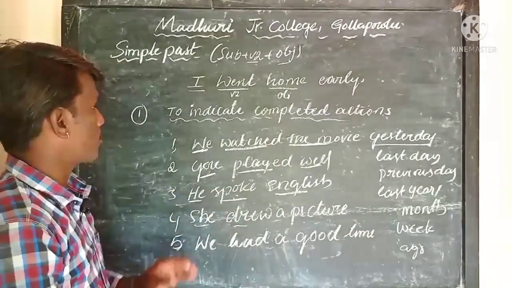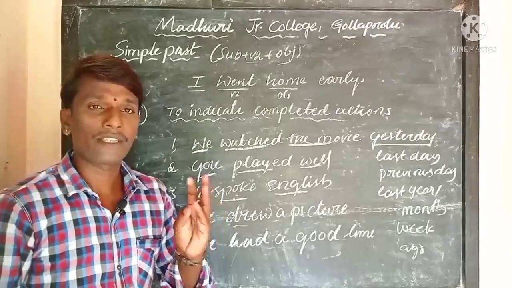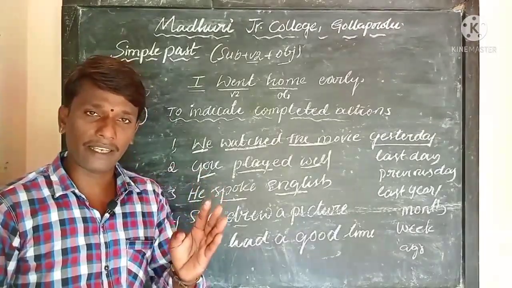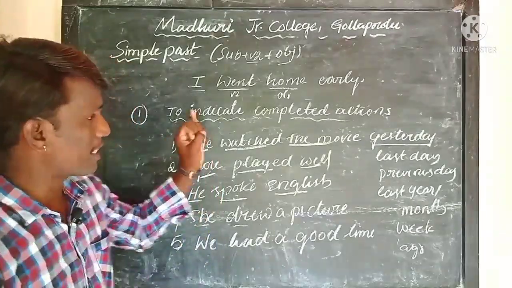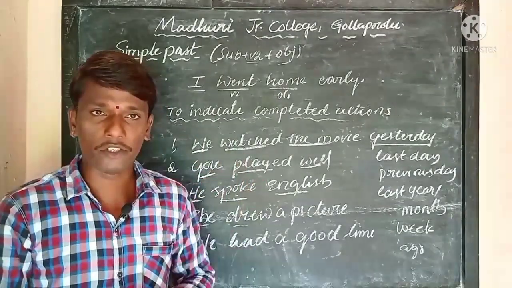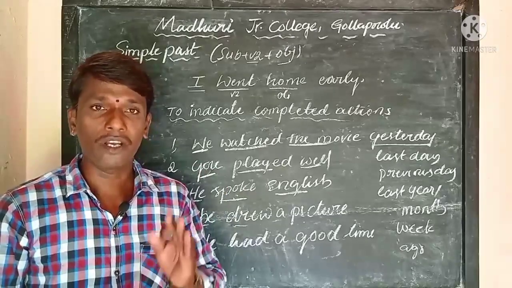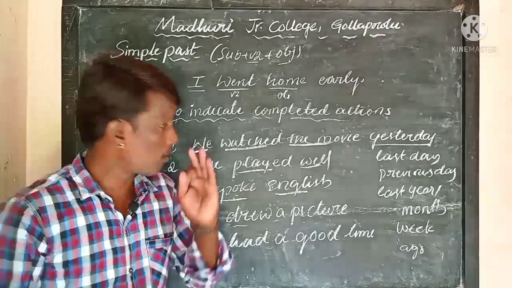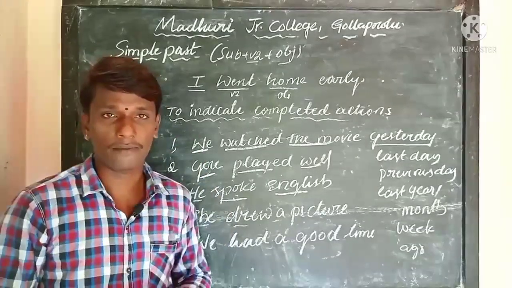Now let us talk about another point. Actually, simple past tense is used for three things. The very first thing is to indicate completed actions, the second one is to indicate past habitual actions, and the third one is to indicate unreal conditions. Now let us talk about unreal conditions.